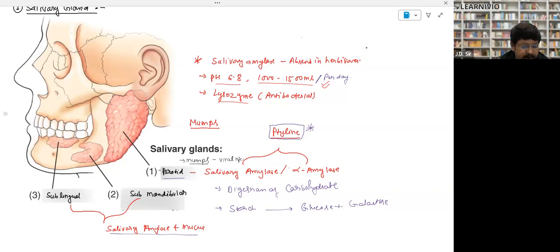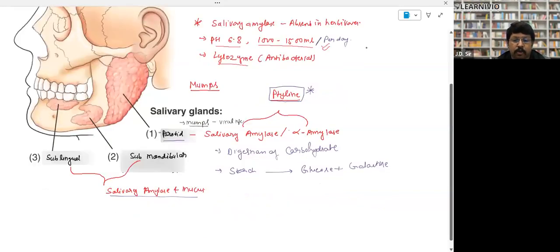Submandibular and sublingual glands are smaller. They secrete salivary amylase and mucus. Full stop. Next point. Saliva is slightly acidic. Saliva is slightly acidic with pH 6.8. Full stop.